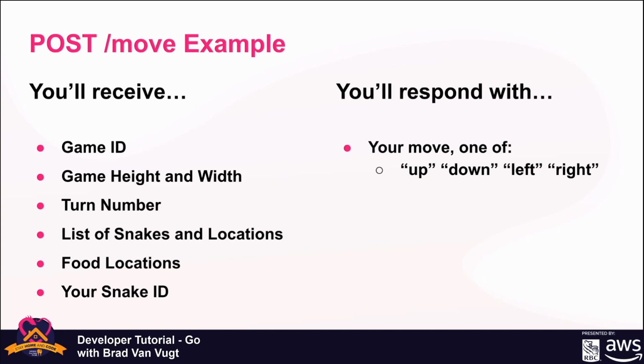So you'll receive a game ID, which is a unique identifier for that particular game. You'll be told the height and width of the board, so you know where the boundaries are. You'll be told what turn you're on, if you're on turn 1 or turn 4 or turn 1000 or whatever. You'll also get information about the other snakes that are playing and where they are, so you'll know where the unsafe squares are. Food locations, so you'll know the coordinates of all the food, as well as your snake ID. What you're going to be doing is programming this function to take that as input and then respond with one of up, down, left, or right. And that'll be your move for that turn.